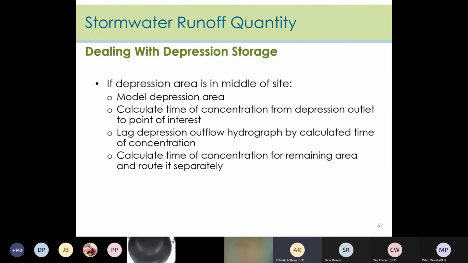In general, this is the procedure to follow when reviewing existing condition depression storage somewhere within the confines of a proposed development. The reviewer must make sure that the depression area is modeled, the time of concentration is calculated from the outlet of the depression to the point of interest correctly, and lag the depression outflow hydrograph by the calculated time of concentration, and finally calculate the time of concentration for the remaining area of the site and route it separately.